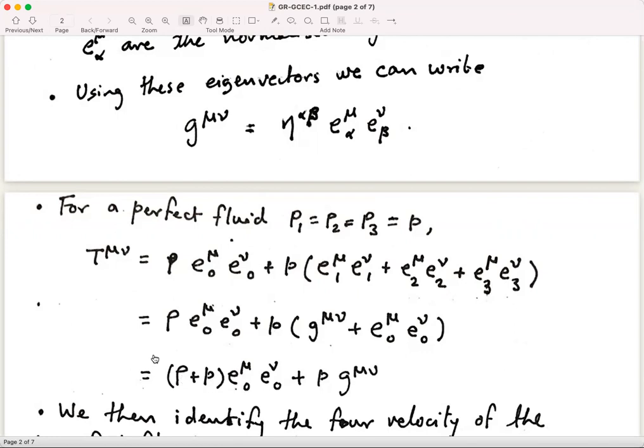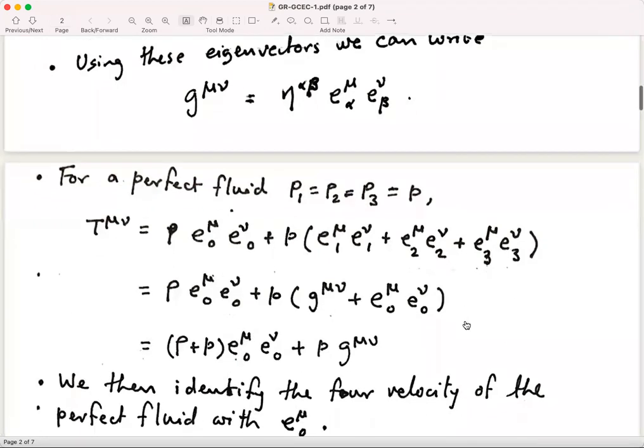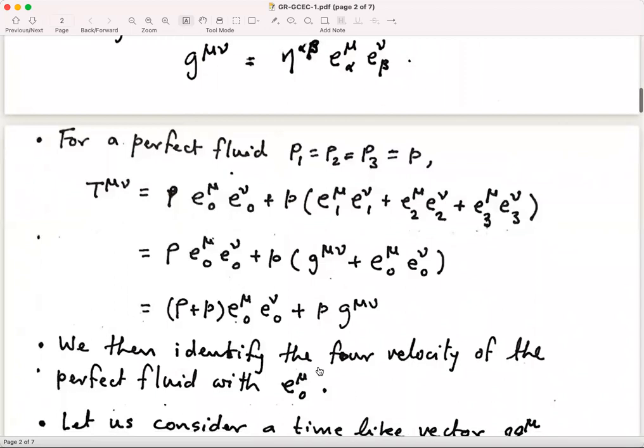Okay, and once you do that, then from here you can actually identify E0 mu as the four-velocity of the fluid. Okay, so you can just think of this as the four-velocity of the perfect fluid. Okay.